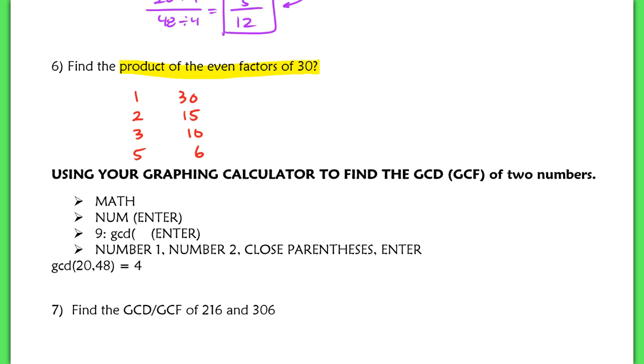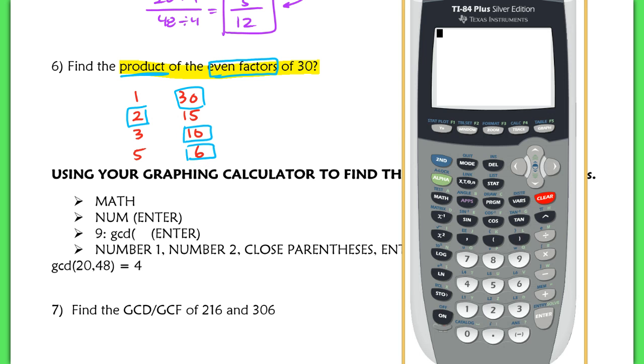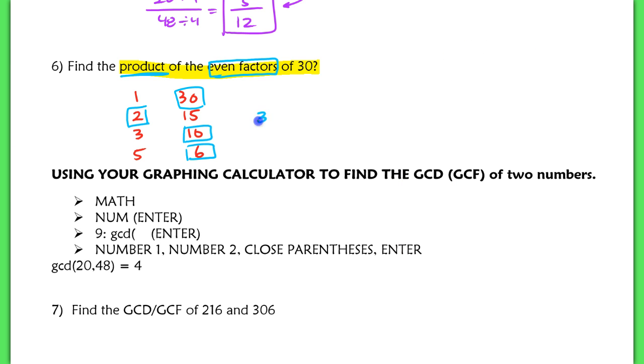Now I'm going to go through and just look at the even factors, because I want to find the product of those even factors. The product means that you're just going to be multiplying those even factors together. So I've got 30, 2, 10, and 6. So now with my calculator, I would multiply all of these numbers together. And after punching that into my calculator, I get 3,600. So there's the product of all the even factors of 30.